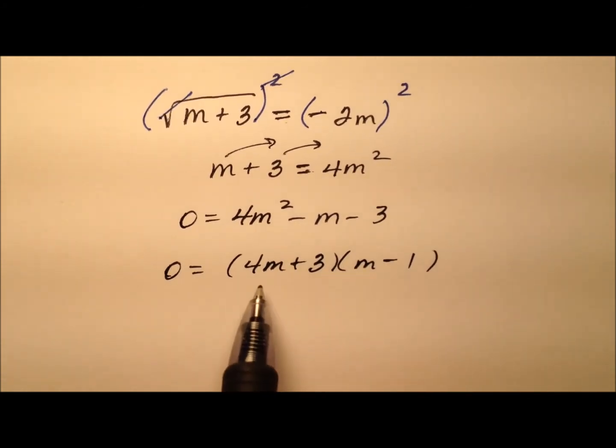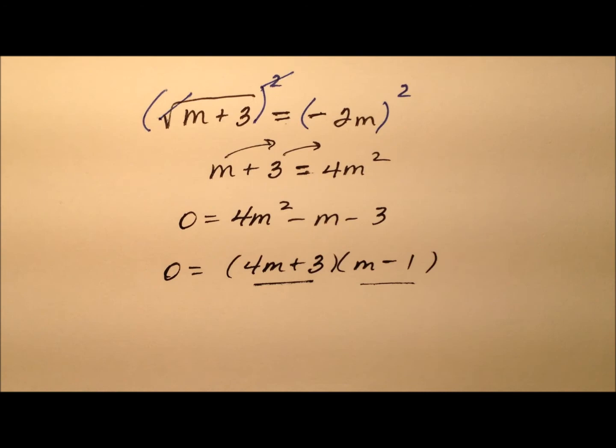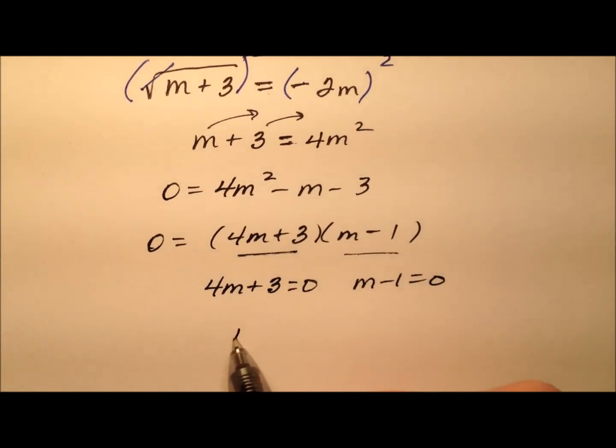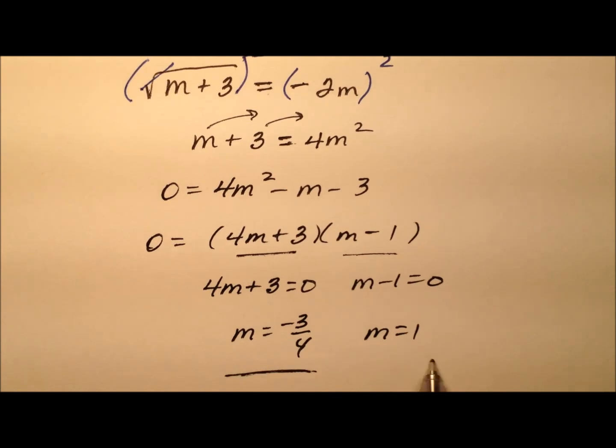Okay, so we have two factors here, and they're being multiplied together to give us 0. So we can use the multiplication property of 0, which states that when we have two things multiplied to make 0, it's because one of these is 0. So we'll account for both possibilities. So 4m plus 3 equals 0, and m minus 1 equals 0. So m is negative 3/4, and m is positive 1. Well, so here are two possible solutions for m.